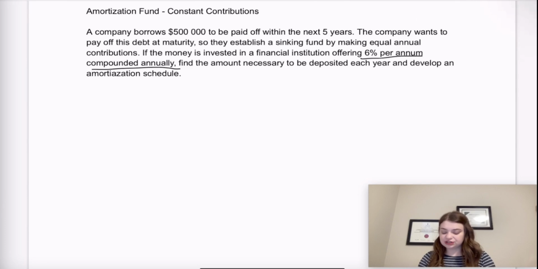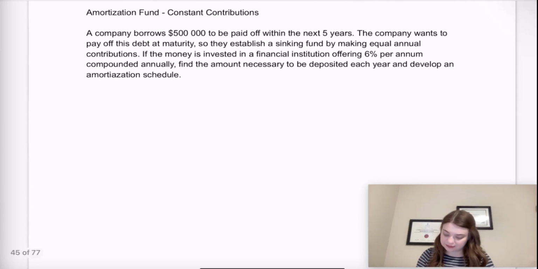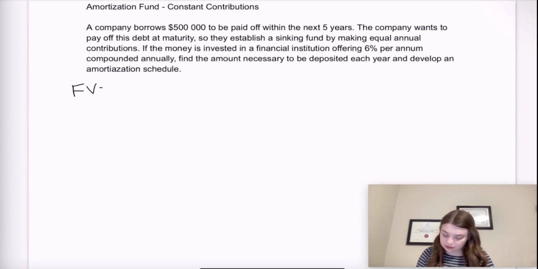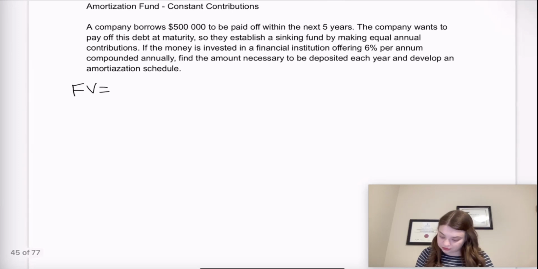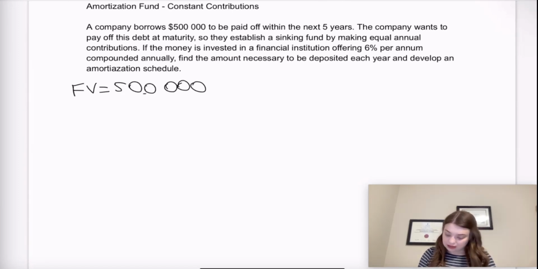So, first, I want to discuss, all right, what are the key elements here that we need to know? First of all, what is the future value? How much do we need to have in 5 years to get this paid off? In 5 years, we need to have $500,000. So, future value is 500,000. Then N: they said that the company would like to get this paid off within the next 5 years. So, therefore, N is equal to 5.